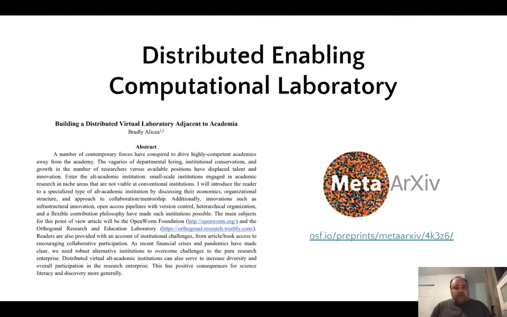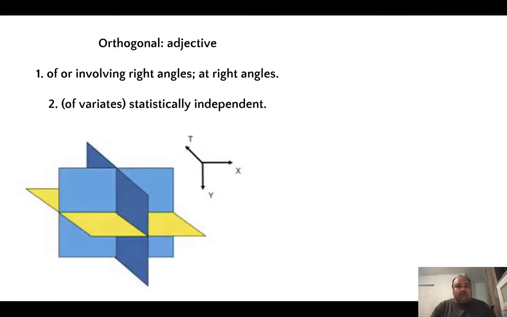So this is the abstract. I would definitely recommend going to this link, downloading this paper, and reading through it if you're interested in our laboratory. So what does Orthogonal Lab mean? I've had that question posed to me a couple times, actually. The term orthogonal is an adjective, and of course, if you're a math person, you know exactly what I'm talking about. If you're not a math person, you may not.